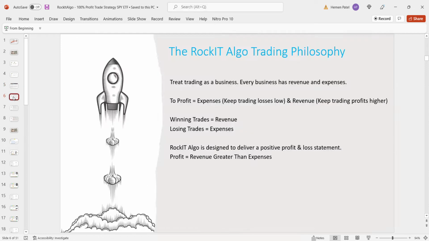So what is our trading philosophy? Our trading philosophy is you treat trading as a business. And in business, you have expenses and revenues. The revenue will be the winning trades, and expenses are the losing trades. So we will show you exactly how the algorithm helps you minimize those expenses, those losses, and maximize the revenues, which in turn will help generate a healthy, profitable profit and loss trading statement for you.